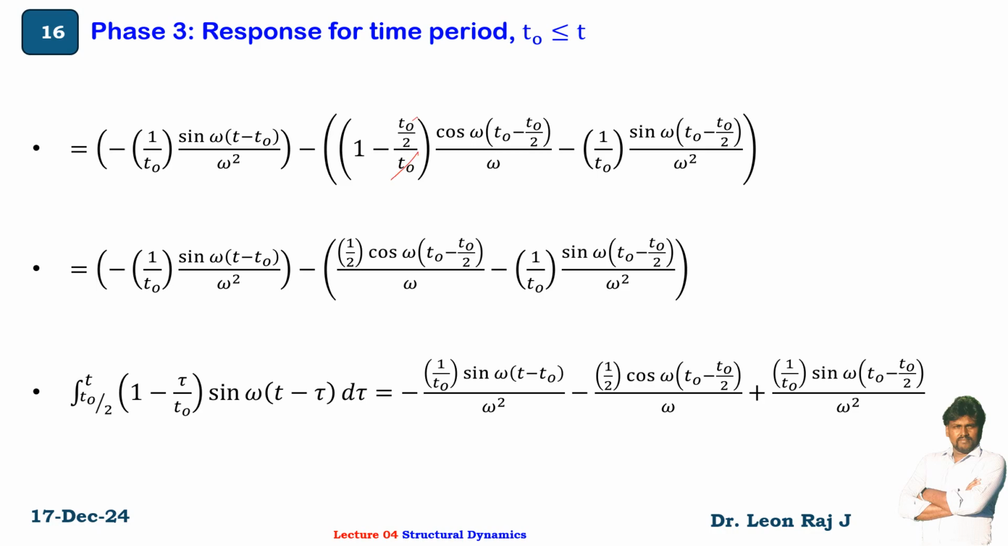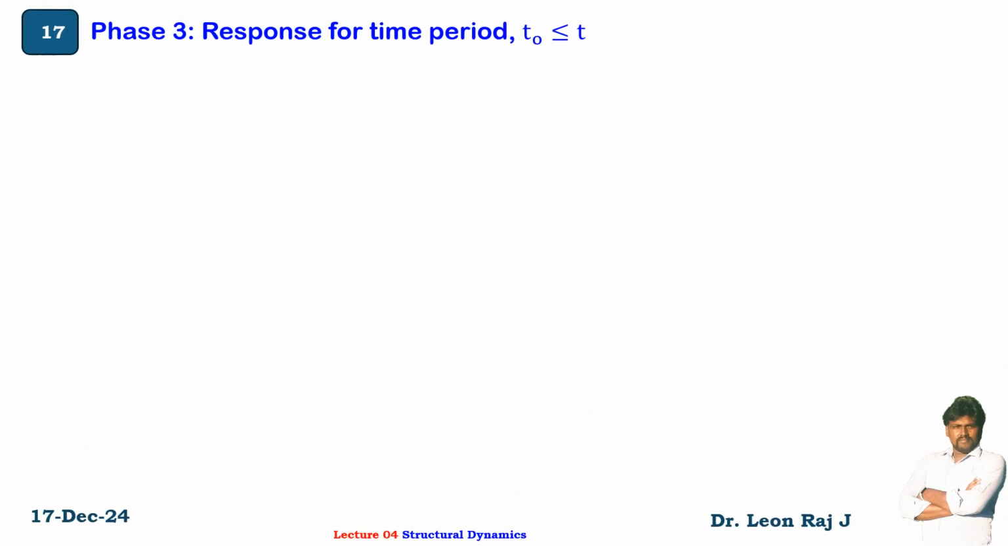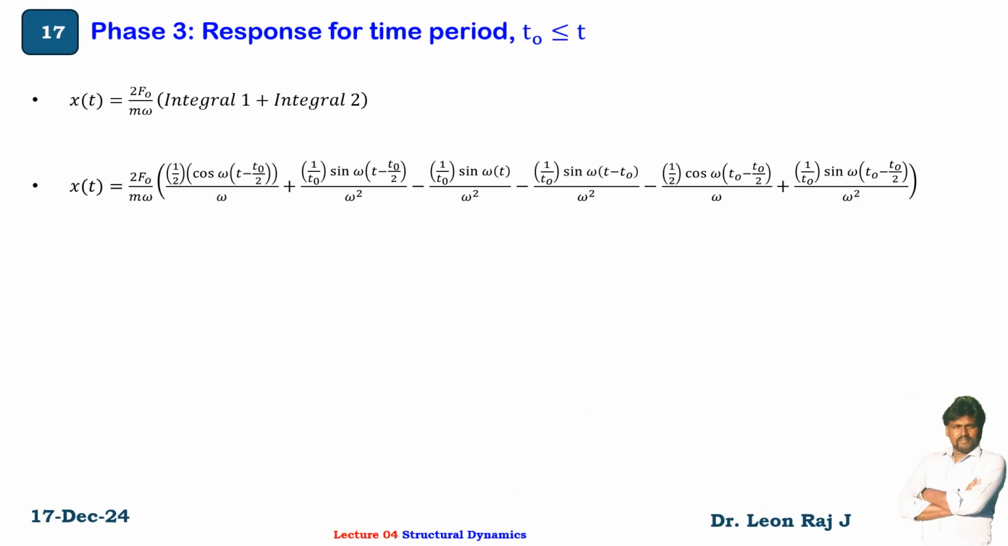So this term and this term get cancelled. So you get 1 by 2 cos omega t minus t0 minus t0 by 2 divided by omega plus sine 1 by t0 sin omega t0 minus t0 by 2 divided by omega square. So just you have to add this integral 1 and 2. So you are getting such a long term.